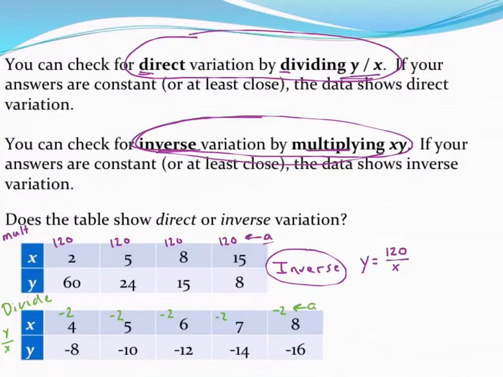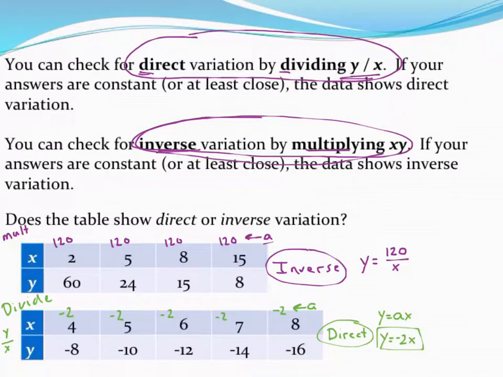So once again, I found my a value, and more specifically, because I found that constant by dividing, this table actually shows direct variation. Okay? If I wanted to go one step further and write the actual equation, recall from the previous couple videos that the direct variation model is y equals a times x, or in this case, since we identified a, we could say y equals negative 2 times x.